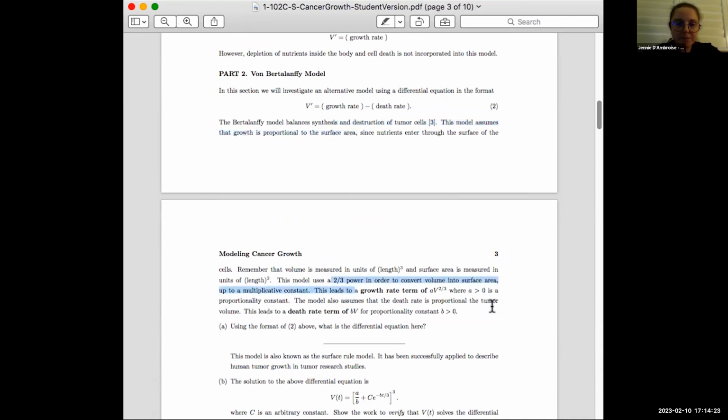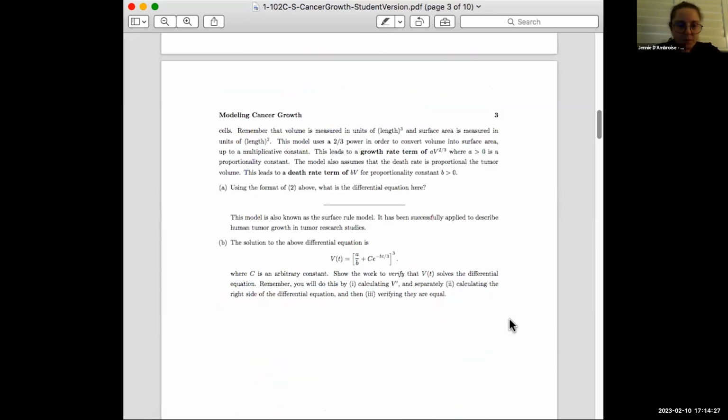Now here, excuse the train, I apologize. Long Island Railroad.